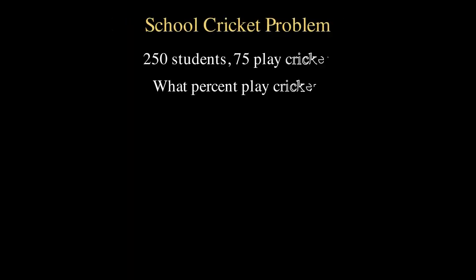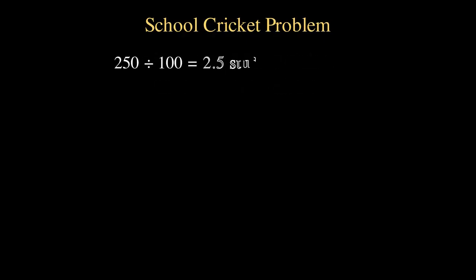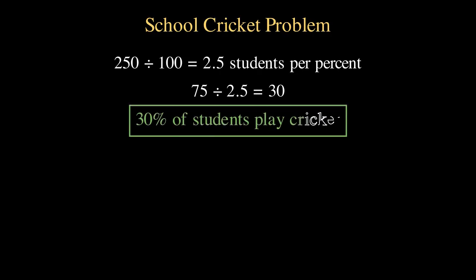Now imagine a school with 250 students and 75 of them play cricket. What percent of the students play cricket? Again, let's find what 1% of the school is worth by splitting 250 students into 100 equal shares. Now we ask how many of those 2.5 student shares fit into the 75 who play cricket, so we divide. That means 30% of the students play cricket, found again just by splitting into 100 shares and comparing.